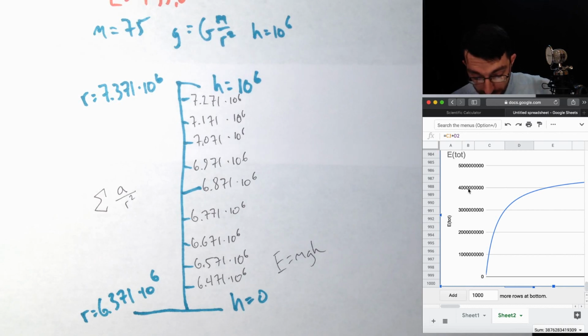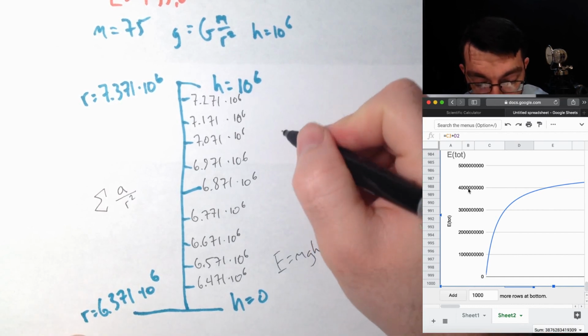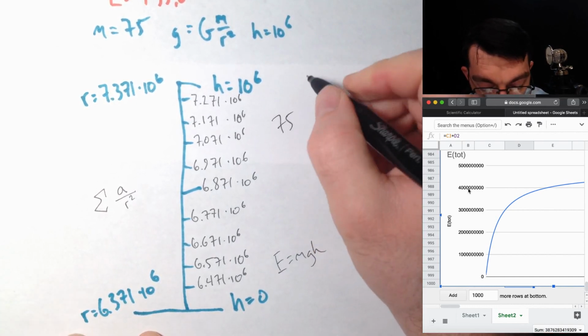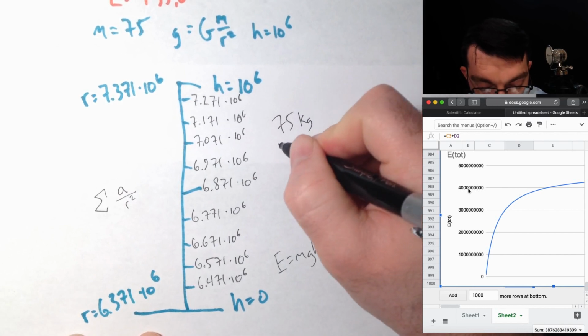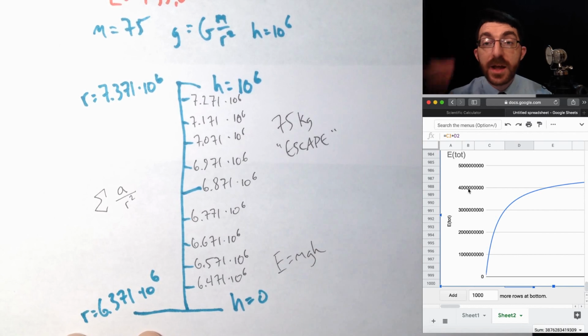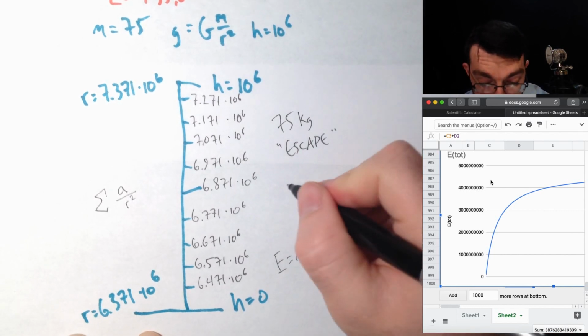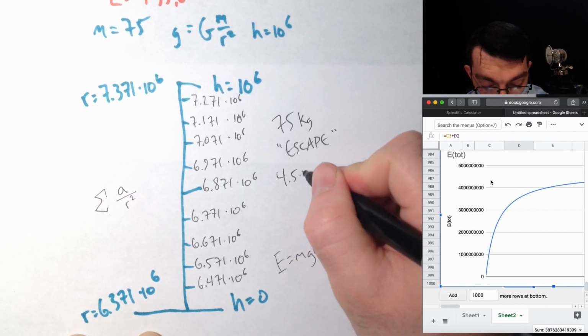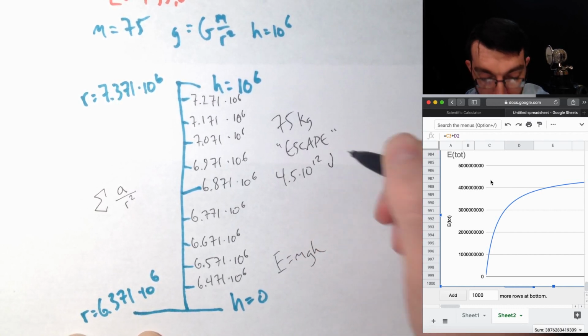Okay. So, could be wrong here, but it looks like to get 75 kilograms to escape the Earth, and that means give it so much energy that it will never fall back down because it has enough energy to reach any height, it's going to need 4.5 times 10 to the 12th joules.